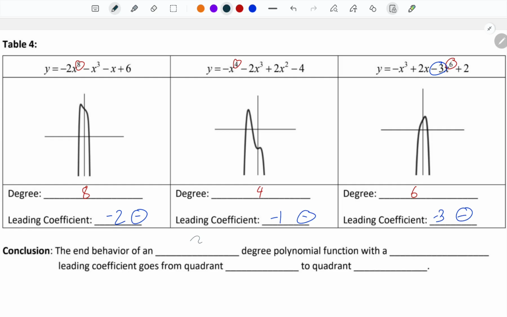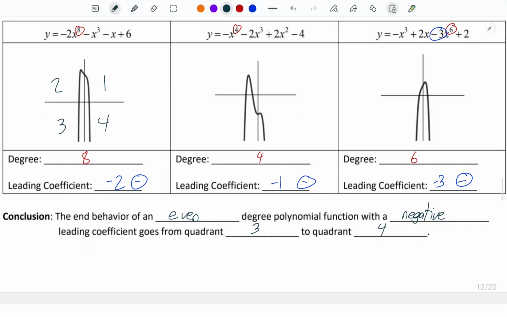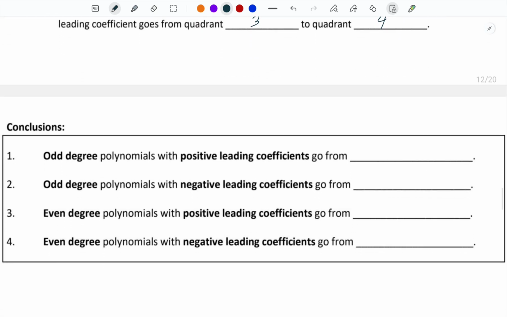And so the end behavior is going to be of an even, so they're all even numbers, 8, 4, and 6 for the degrees. So even degree polynomial with a negative lead coefficient. We'll always go from, let's see what we have here. So labeling the quadrant numbers, we're starting from left to right. We're going to start in quadrant 3 and go to quadrant 4. And so that's going to be the same for any even polynomial with a negative lead coefficient.